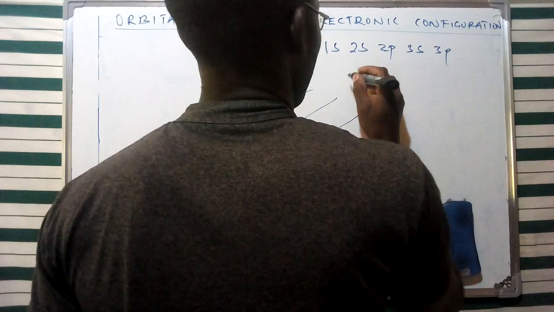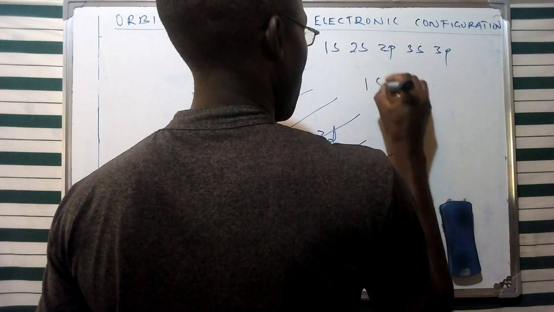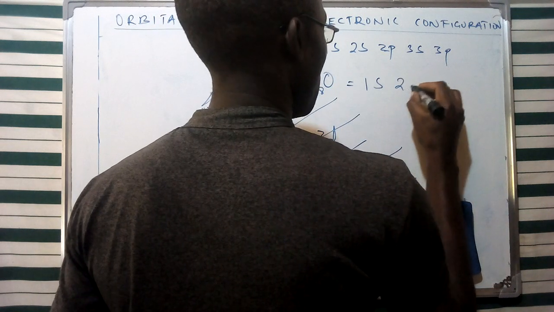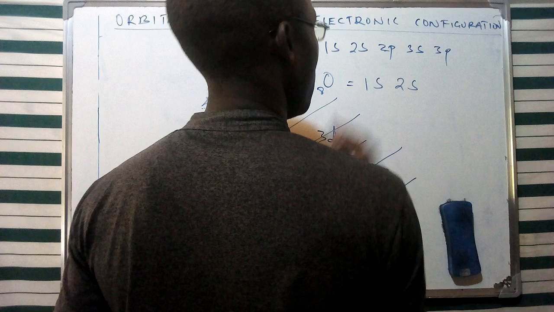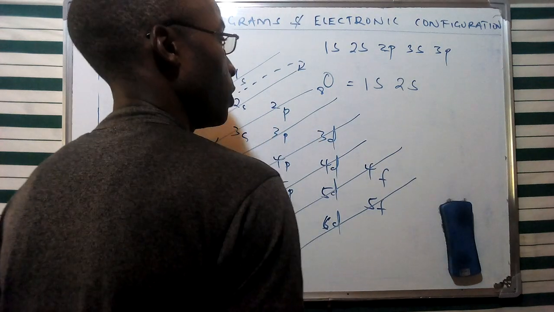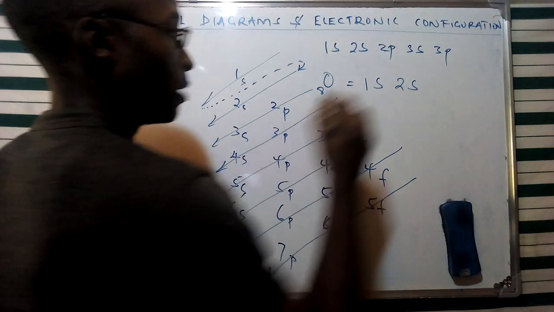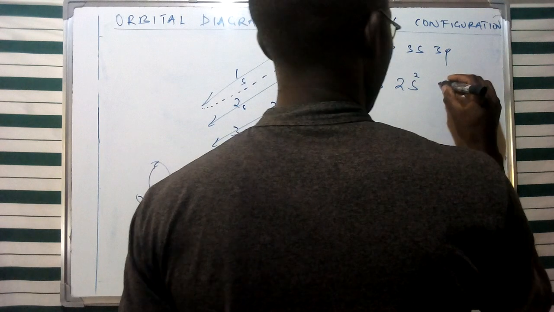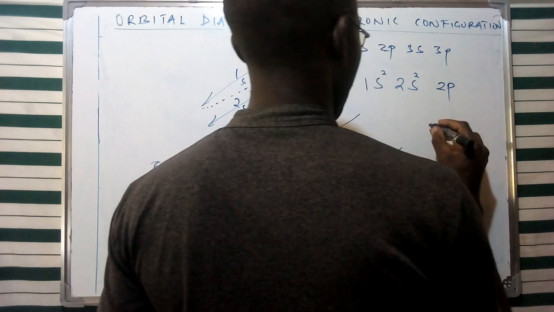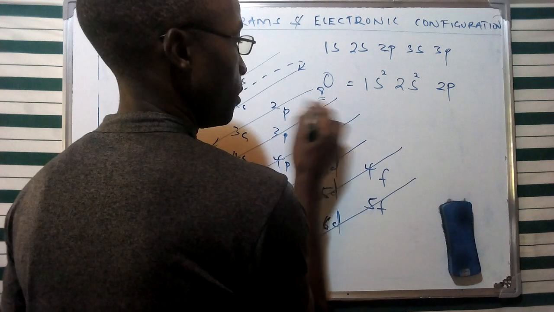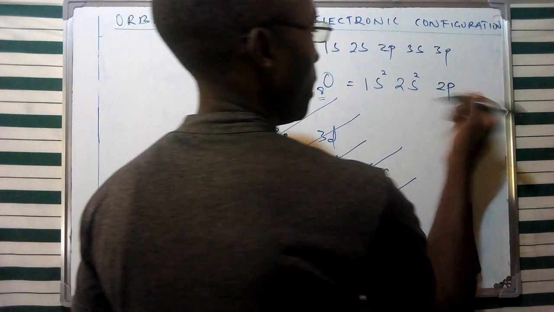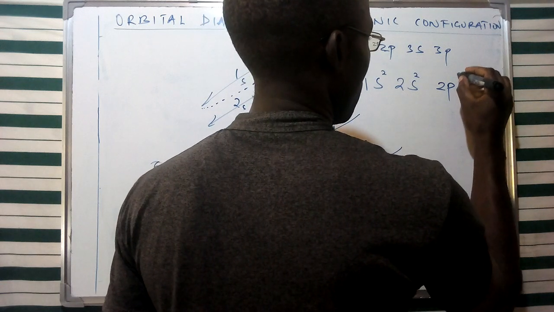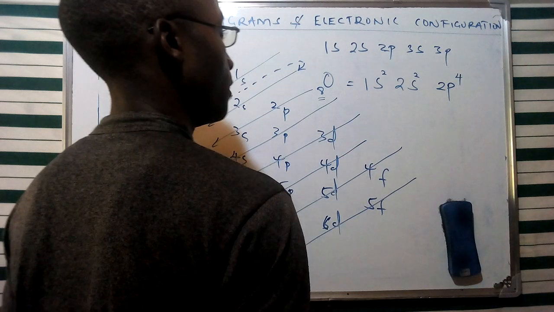So we're going to have this given in terms of 1s, and then we shall have 2s. As we said, each orbital is going to contain a maximum of 2 electrons. So we shall have 1s for 2 electrons, and then 2p. For an electron configuration containing 8 electrons, this p orbital can consist of a maximum of 6 electrons, so we're going to have this one having 4 electrons.